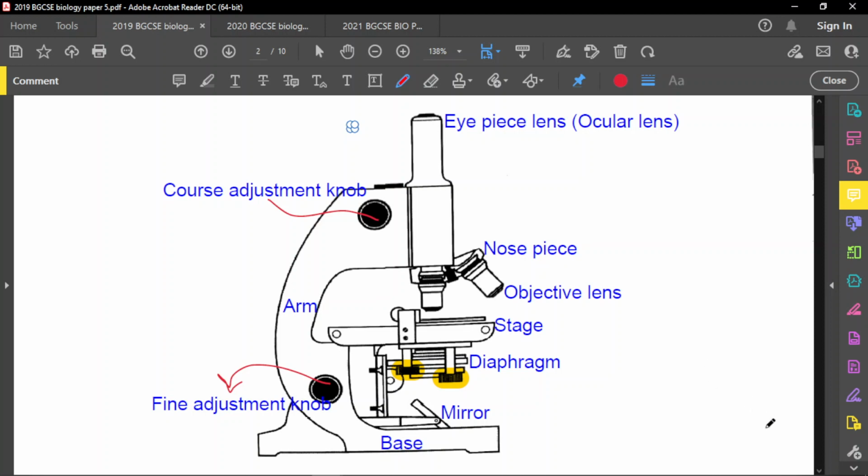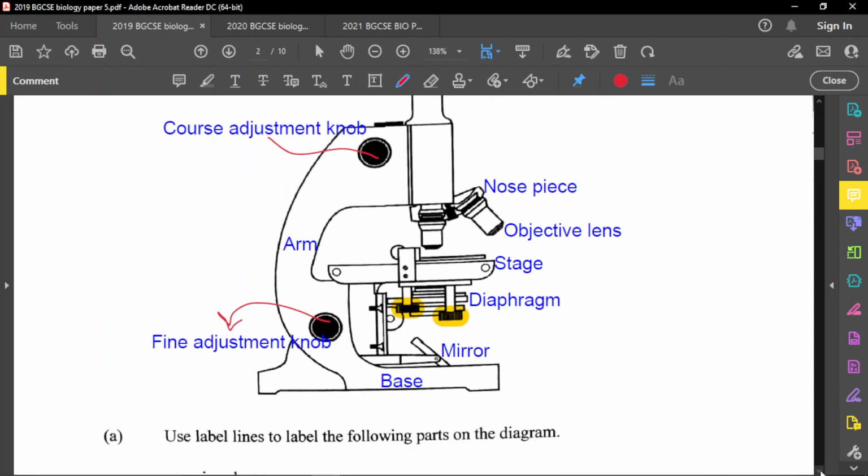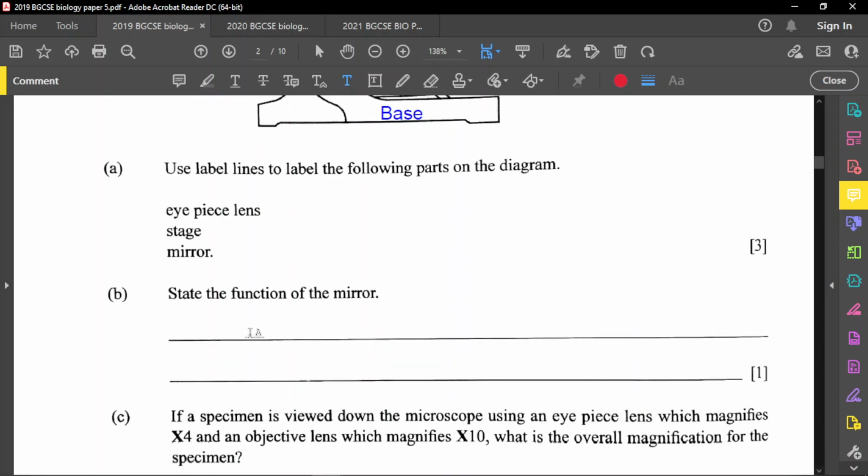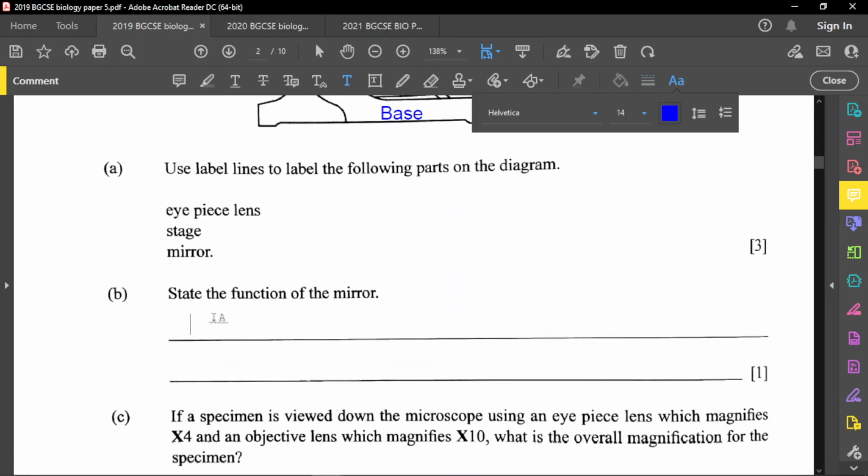All right, so let's go down to the next part of this question now. We already labeled those 3 parts. Now it asks us to state the function of the mirror on that microscope. The function of the mirror is simply to reflect light onto the stage.